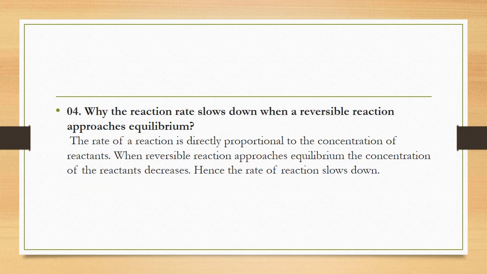Why does the reaction rate slow down when a reversible reaction approaches equilibrium? When it attains the equilibrium, what happens? Rate of reaction is directly proportional to the concentration of the reactant according to the law of mass action. When a reversible reaction approaches equilibrium, the concentration of the reactants decreases. Hence, the rate of the reaction slows down, but is not stopped. That is also a very important question.